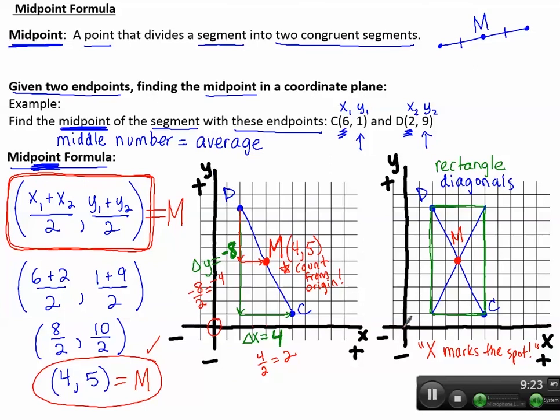Now all we have to do is count from our origin. 1, 2, 3, 4, 1, 2, 3, 4, 5, and we have the exact same answer we did before. Now you have a lot of different ways to do it. Have fun practicing.